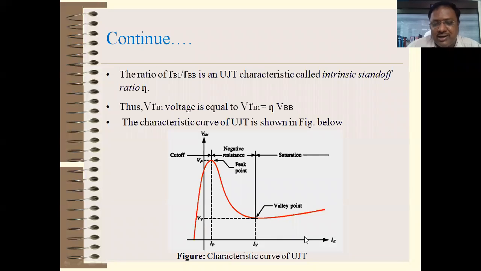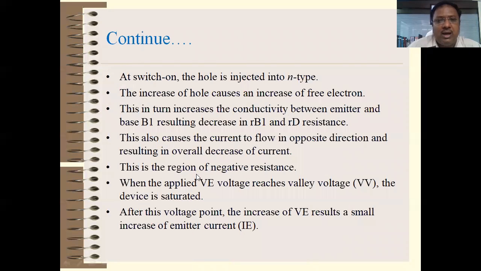After that, your current increases, but ideally the voltage remains constant. Practically, a small voltage increase also occurs, as shown here. But ideally, once the device turns on, the voltage VB remains constant. Okay, so this is the characteristic of UJT that we have already learned in the last lecture.